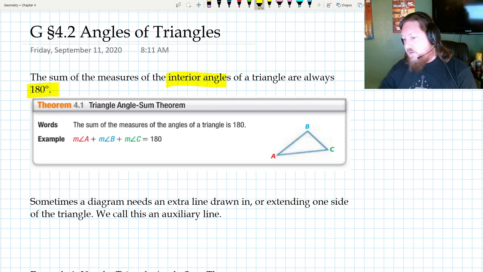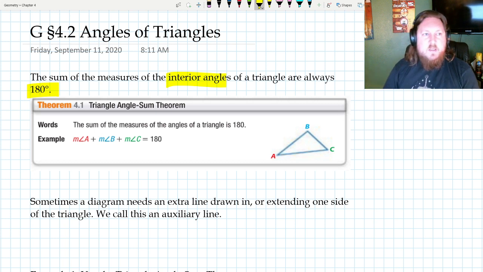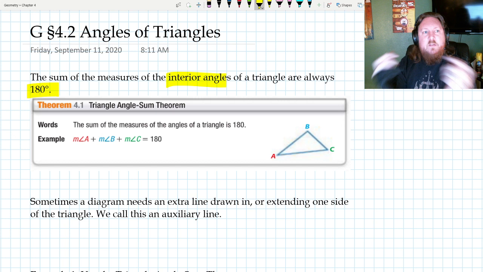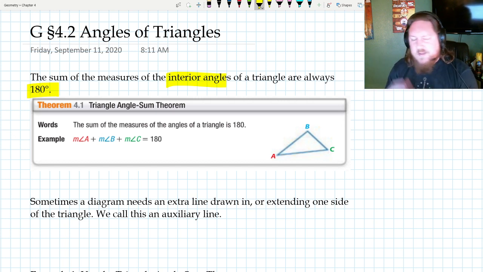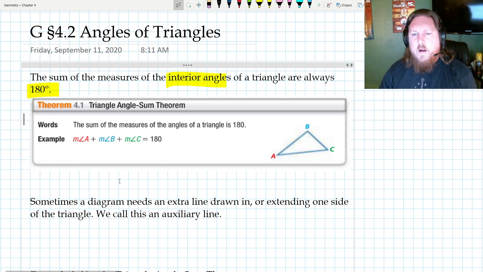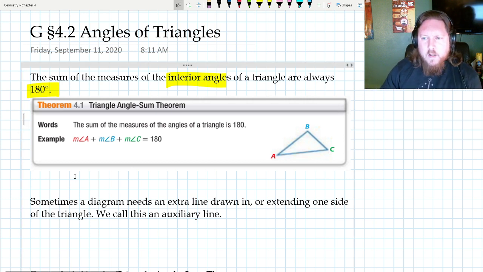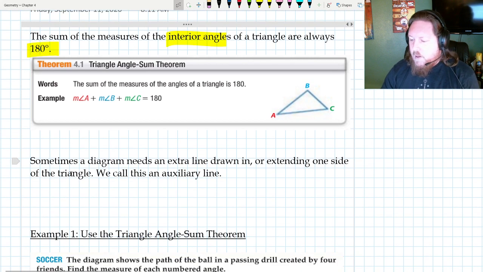You can do this as a little test by cutting out a triangle on a piece of paper, tearing off the corners, and sticking them all together, and you'll see that you actually make a straight line with the pieces. Maybe I'll do that in class, but you can do that yourself. But yeah, the sum of the interior angles is always 180 on a Euclidean triangle.